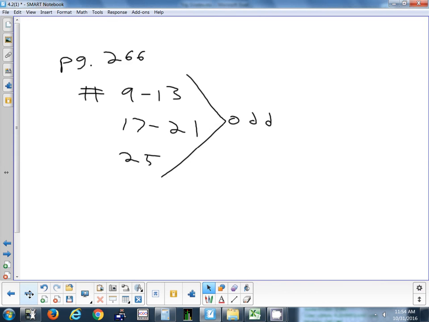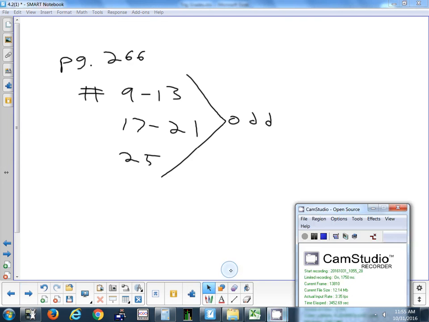Okay, so the homework tonight, it's all odds. Okay, 9 through 13, 17 to 21, and 25. So all odds. Okay, we'll take a look at that first thing tomorrow, and then we'll finish up law of sines.